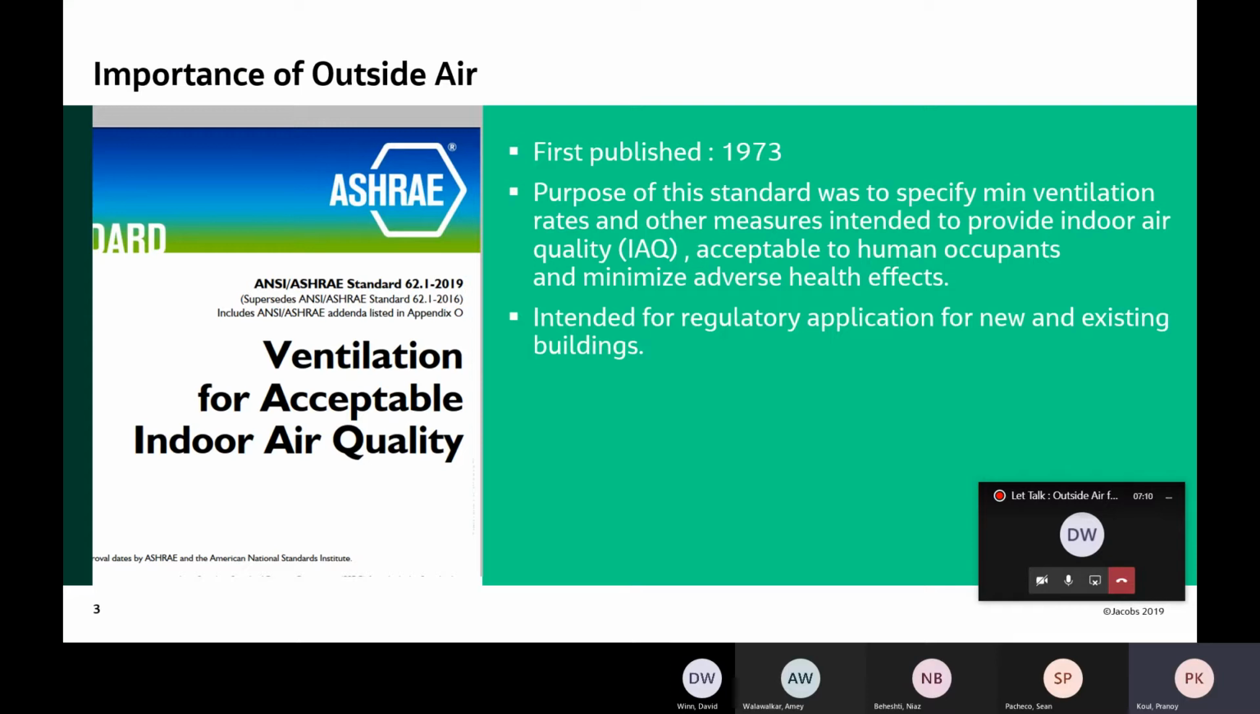Okay, so a little bit about Standard 62.1. It was published in 1973, and the purpose of the standard is and was to specify minimum ventilation rates and measures intended to provide indoor air quality acceptable to human occupants and minimize health effects. This is also intended for new and existing buildings. ASHRAE 62.1 has undergone several updates, and these updates have only been beneficial in order to aid better indoor air quality for the times to come.